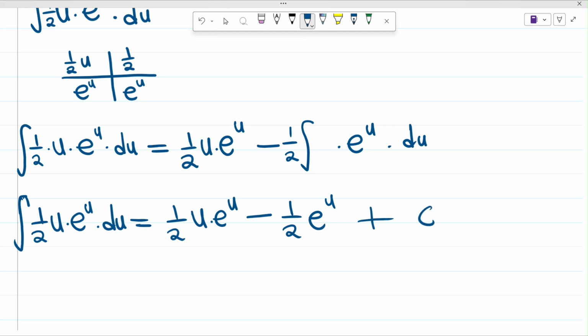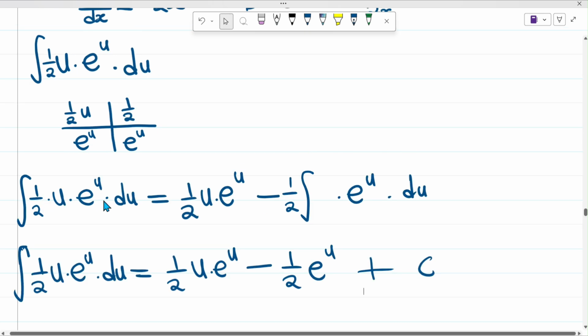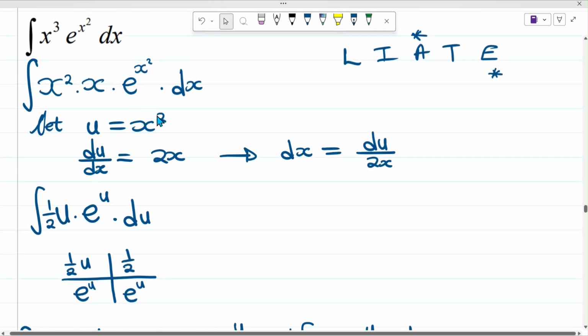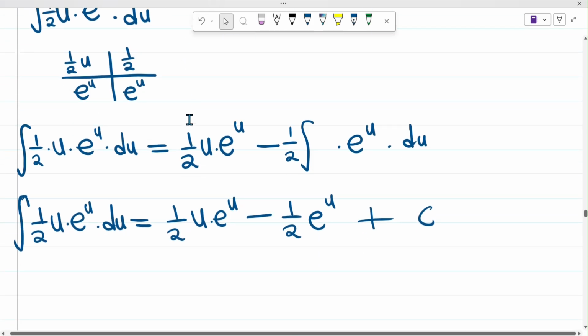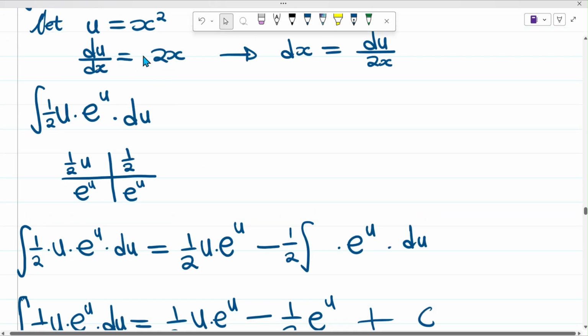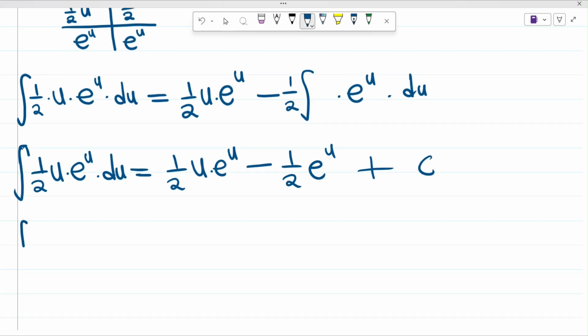Now it's time to rewrite everything with respect to x, because we're differentiating with respect to x. So where there is u, we're going to write x squared, and where there is du, we're going to write 2x times dx. So okay, this is how it's going to be.